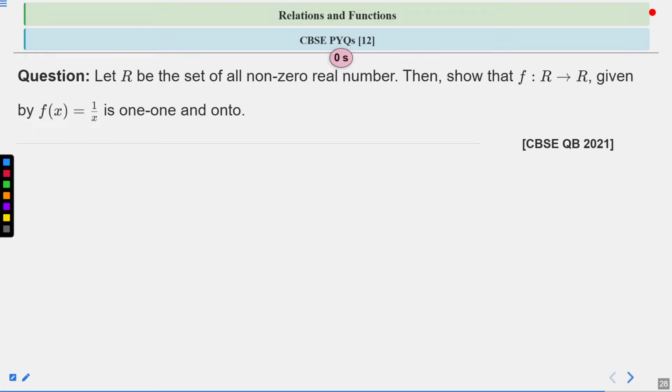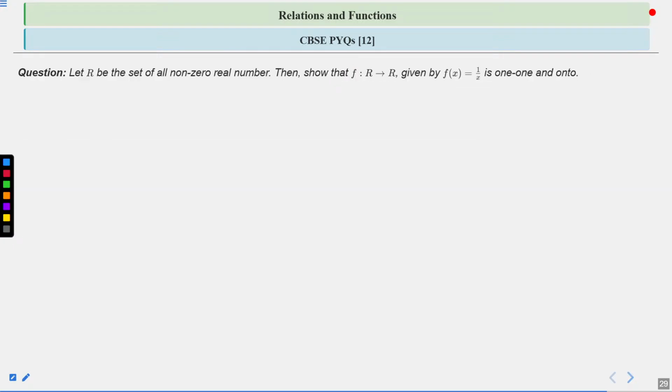Okay, let's move to the solution part. Let R be the set of all non-zero real numbers. Then we have to show that the function f from R to R given by f(x) is equal to 1 by x is one-one and onto. Given that f(x) is equal to 1 by x. So for one-one, let x1, x2 belong to R such that f of x1 is equal to f of x2.